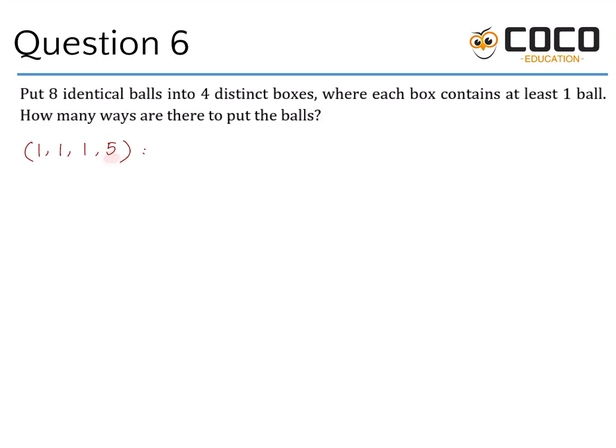Now this 5 can be any of the 4 boxes. So the number of ways is 4C1, there's 4 ways. Or else it can be 1, 1, 2, 4. So the 4 can be any of the 4 boxes, 4 ways. And the 2 can be any of the remaining 3 boxes, 3 ways. The last 2 left is the one with 1 ball. So that's 4 times 3, 12 ways.